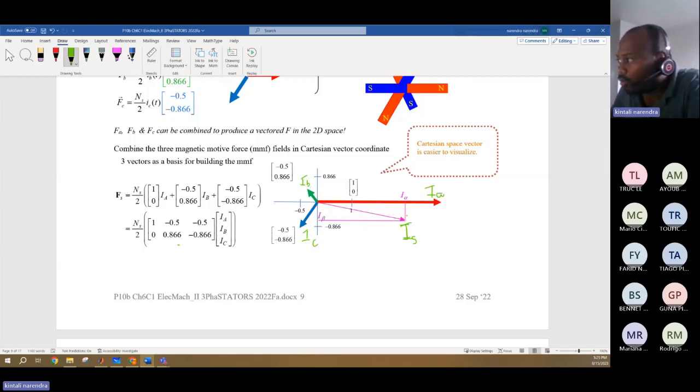Now, how do you find this IS, the resultant current, which is the reason for the resultant magnetic field? How do you do that? By using a technique called Clark transformation.